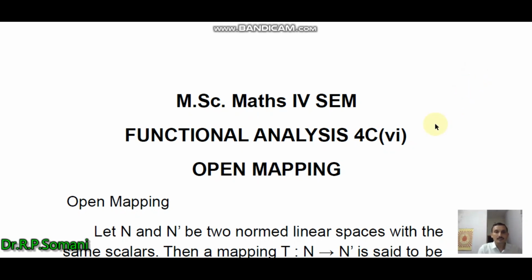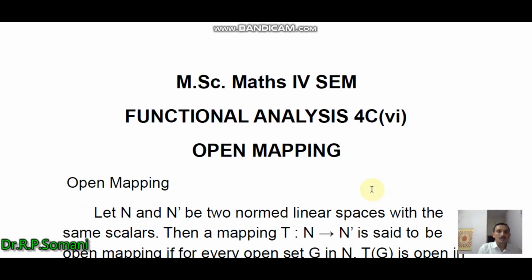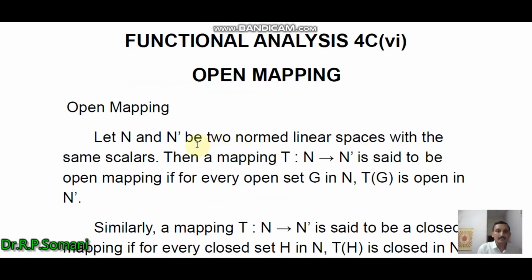First we define the open mapping. Let N and N' be two normed linear spaces with the same scalars. Then a mapping T from N to N' is said to be an open mapping if for every open set G in N, T(G) is open in N'. So if the mapping takes each open set to an open set, then we say that T is an open mapping.